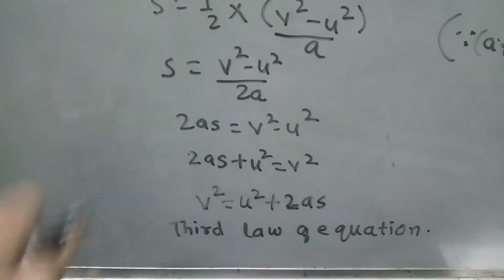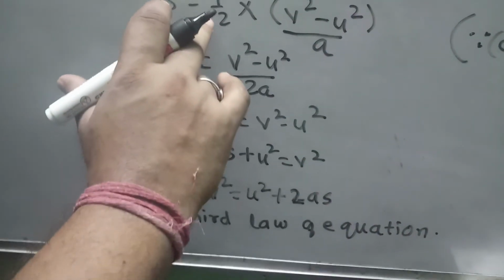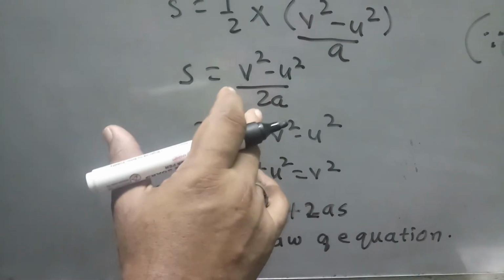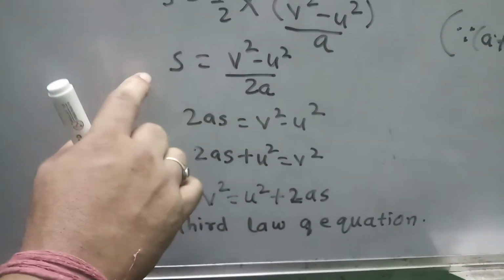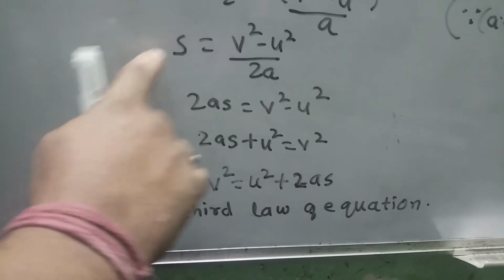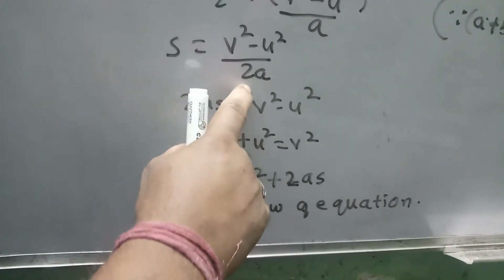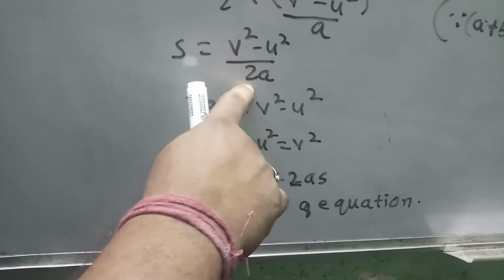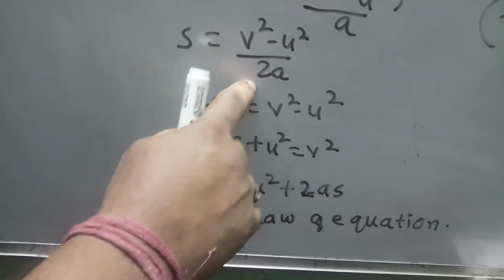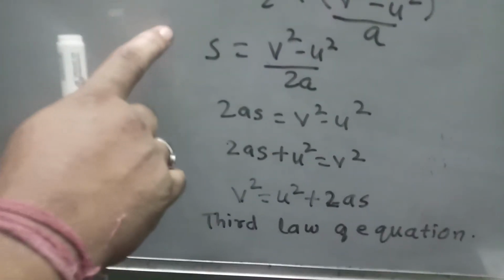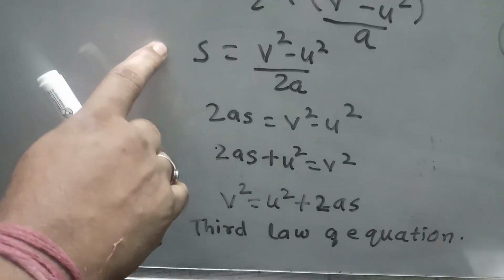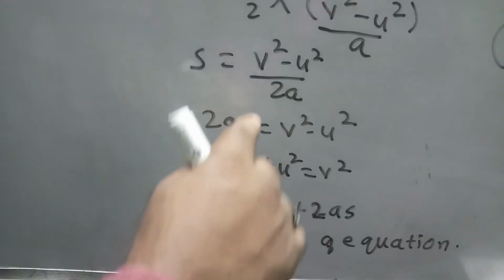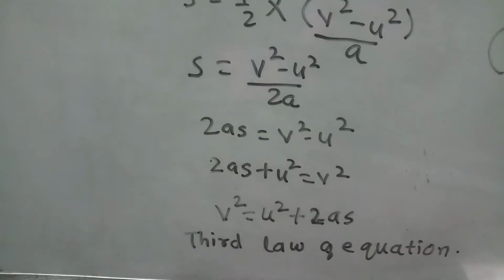But here in the denominator 2 is there. When 2 is multiplied by a, it will become 2a. Now it is on the right hand side, and s is on the left hand side. So you have to move the 2a to the left hand side. When you move this division to the left hand side, it will be multiplication. So when you multiply with s, it will become 2as equals v square minus u square.